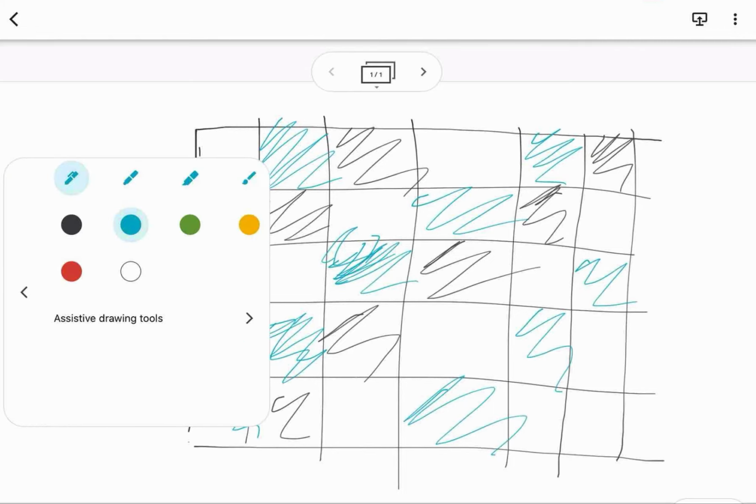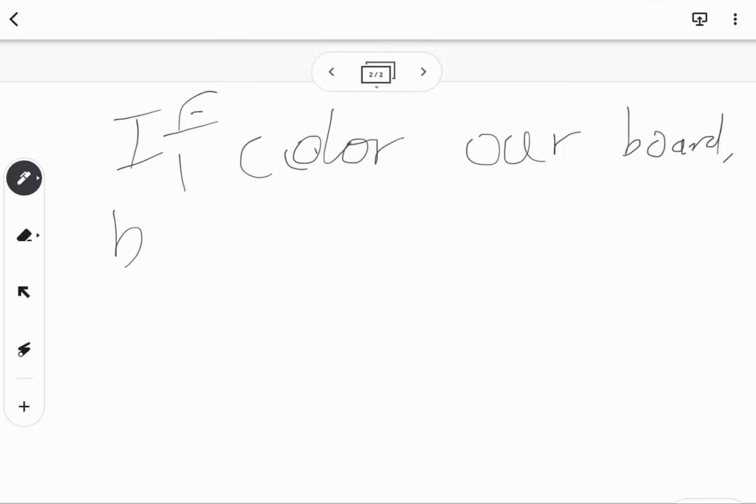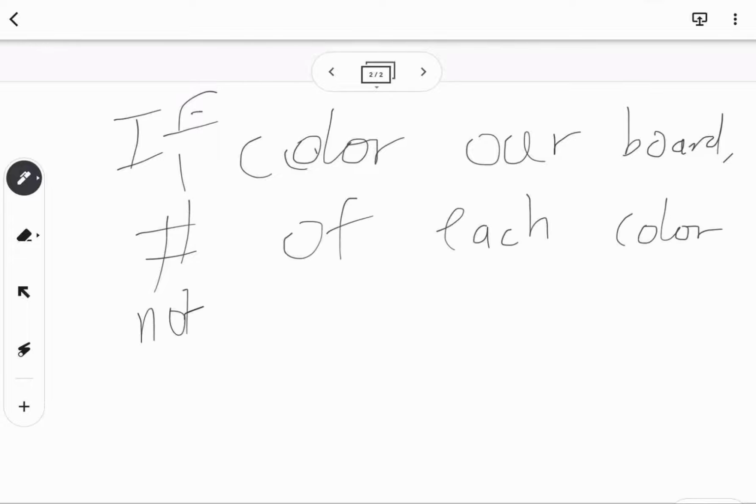And if we color our board, the number of each color is not the same. You can just color it yourself. I won't go over it right now, but it's not the same. So this does not work, and the answer would be no. Okay, why don't we go to the next problem?